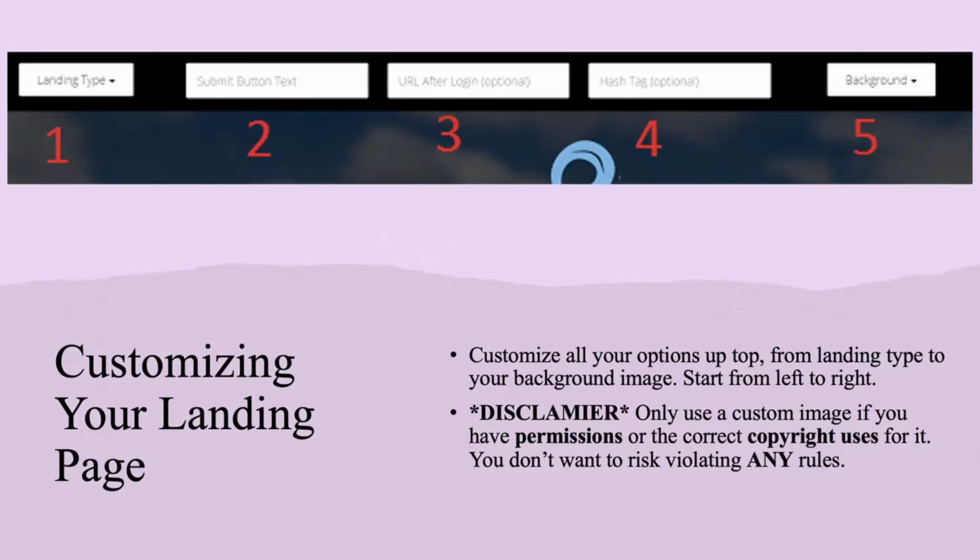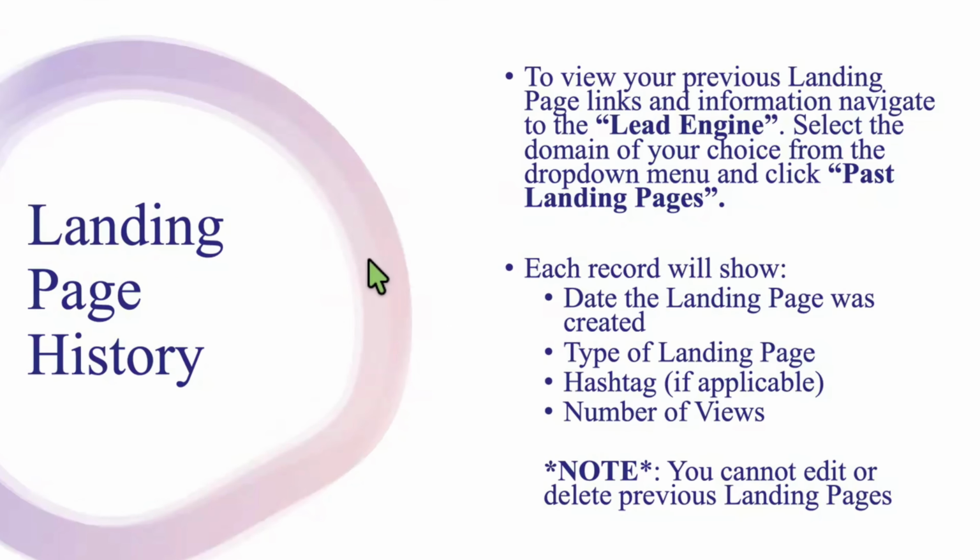So just make sure you know how the copyright laws work. And if you do have access to a picture and it is your own picture, just make sure you can prove that it's yours. Now, to see the landing page history, you'll have to go back to your lead engine and click past landing pages.